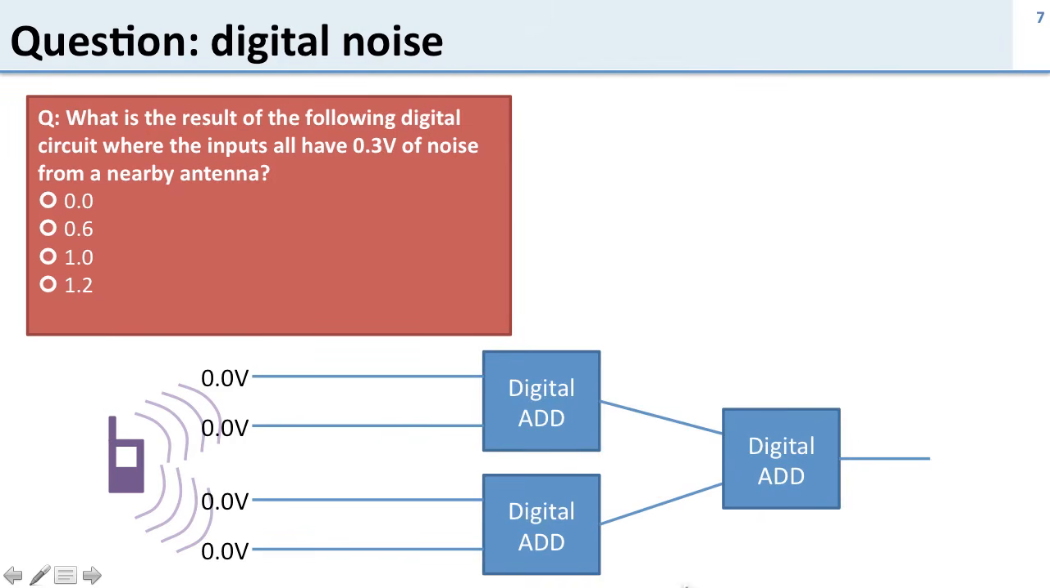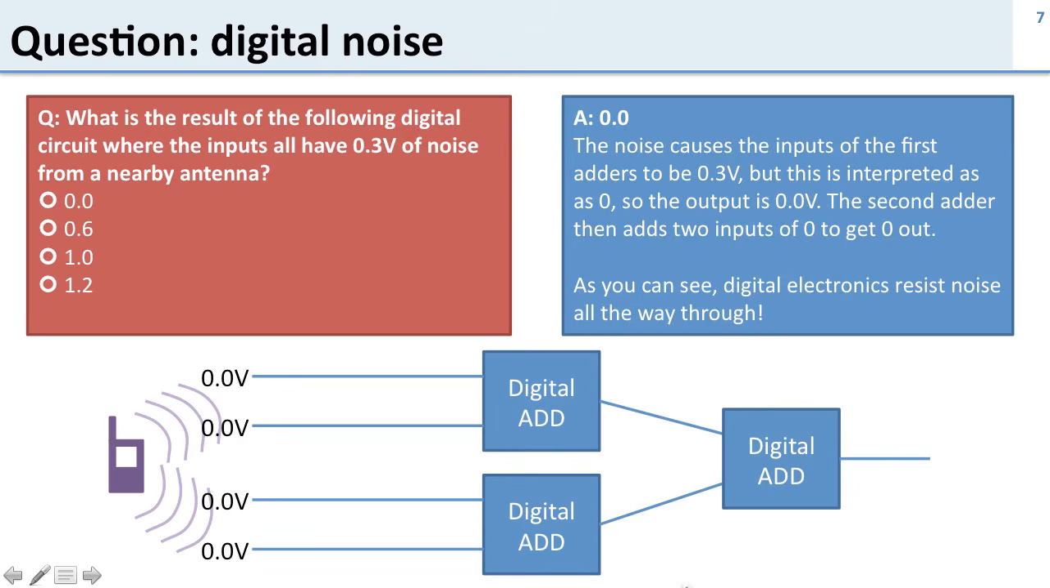What's the result of the following circuit when we do the addition as a digital circuit? Well, it's going to be 0. So this time our noise comes in and all of our inputs get moved up to 0.3 volts, but we have that transfer function. So both of these adders are still going to interpret 0.3 volts as 0, add them together gives us 0 output, which is going to go into our last adder and give us a 0 as the output. So what we saw here is because these digital circuits are resistant to noise, we can build much larger, more complicated systems and still keep the noise out.